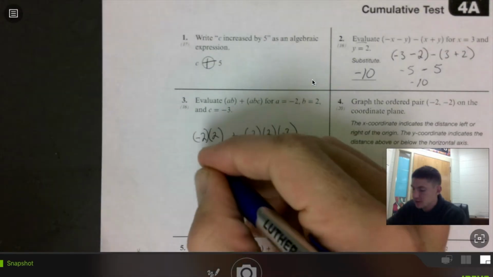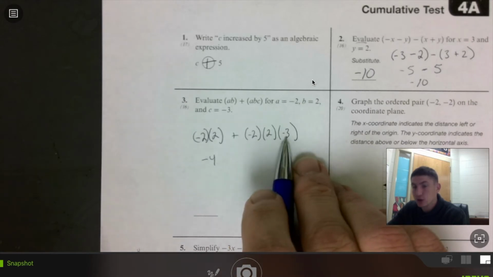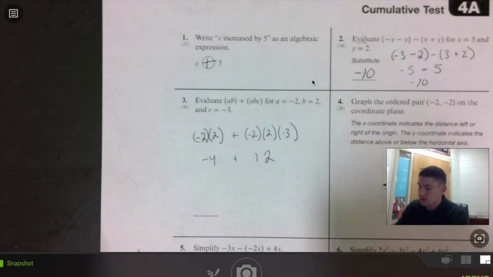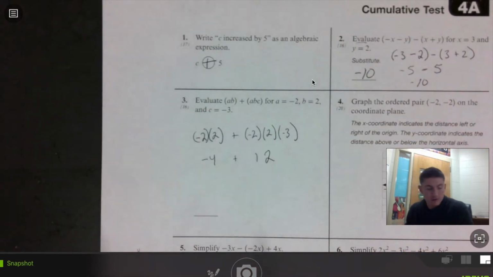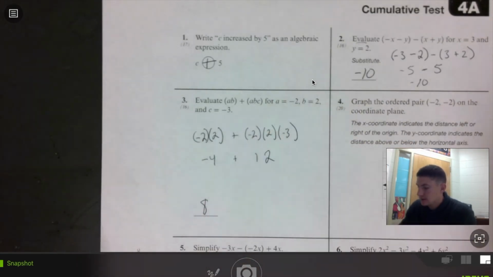Negative 2 times 2 is negative 4. Negative 4 times negative 3. Two negatives are going to make a positive. That's going to be a positive 12. 4 times 3 is 12. Here you're going to have negative 4 and positive 12. Different, subtract. 12 minus 4 is 8.